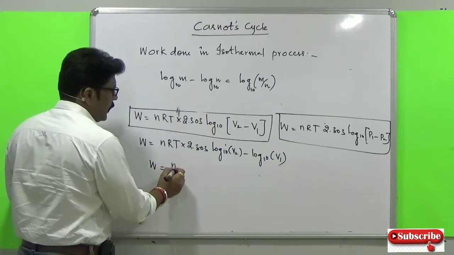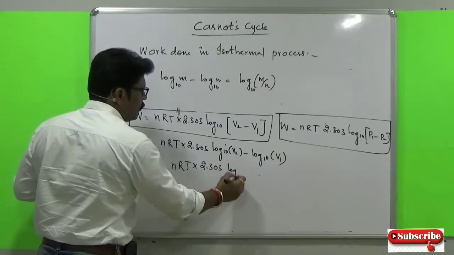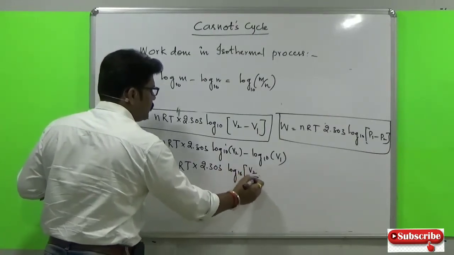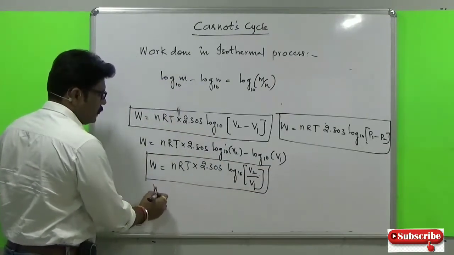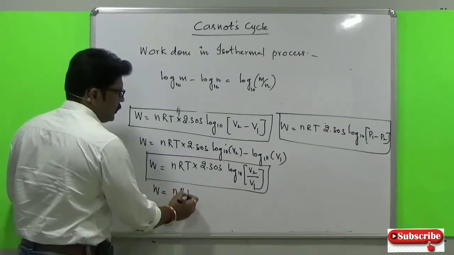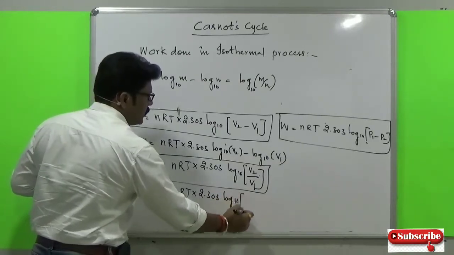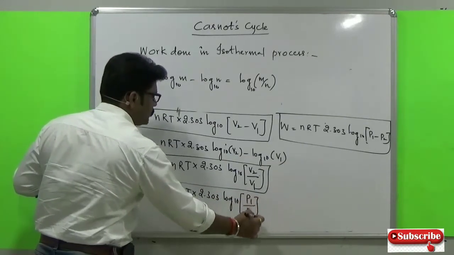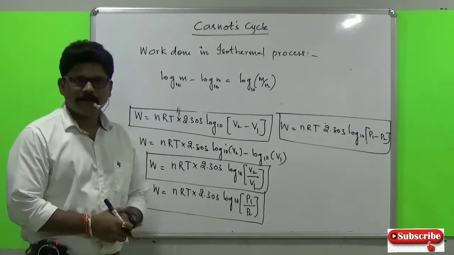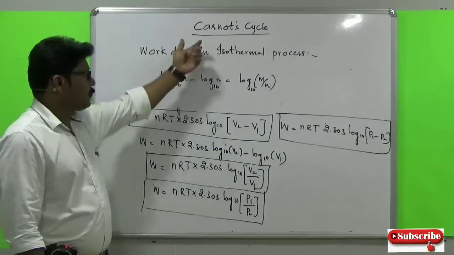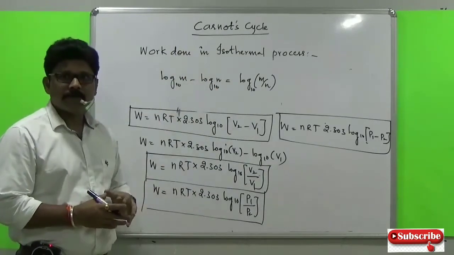W is equal to nRT into 2.303 log base 10 V2 by V1. In a similar manner, we can write W is equal to nRT into 2.303 log base 10 P1 by P2. So these are the two standard forms of work done in isothermal process. Right? So to study Carnot cycle, we require work done in isothermal process.